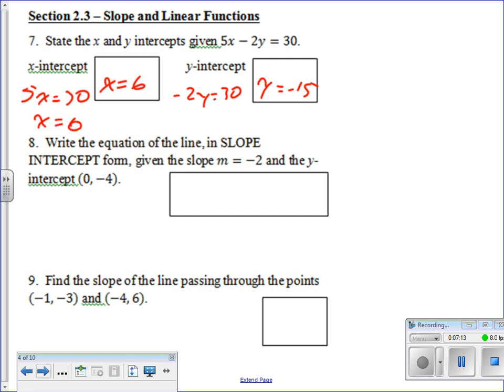Write the equation of the line in slope-intercept form, given the slope m equals negative 2 and the y-intercept is negative 4. So this is my m. This is my b. Slope-intercept form, remember, is y equals mx plus b. I'm given the m and the b, so it's just plug and play. y equals negative 2x minus 4. That is probably the easiest equation to write, as you're just plugging in the 2 values.